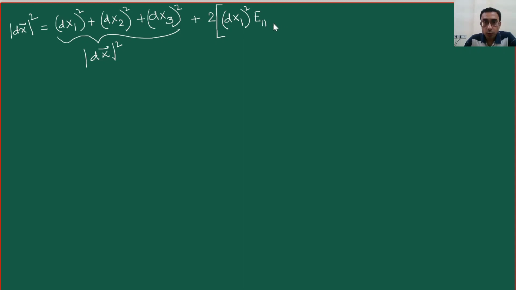So this is capital E11. I'm going to write down the expressions for E11, etc. down below. Plus some terms involving the crosses between the x1, x2, x2, x3, and x3, x1. So written in this form, it gives us some idea of the nice symmetricity of the situation.